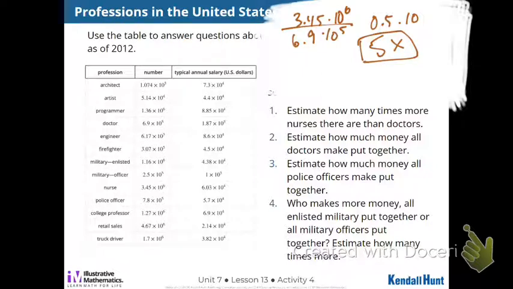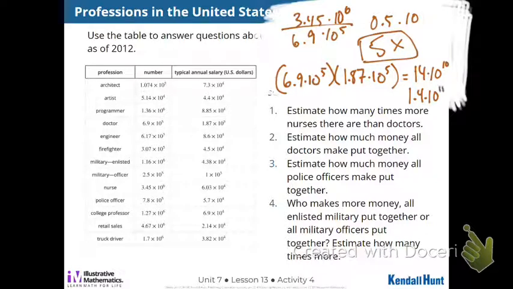Okay. Now, how much money do doctors make all put together? Let's look at what that looks like. How many doctors are there? We already know that there are 6.9 times 10 to the 5th doctors. And each one of them makes 1.87 times 10 to the 5th. So I'm going to do 7 times 2, because I'm estimating, which is 14, times 10 to the 10th, which is 1.4 times 10 to the 11th in scientific notation.